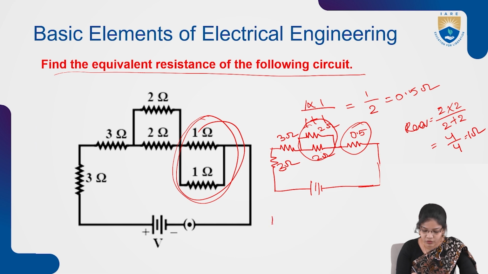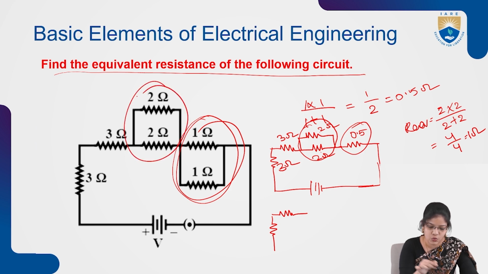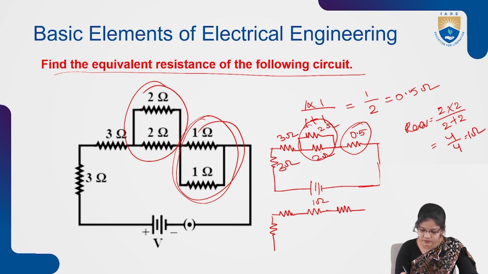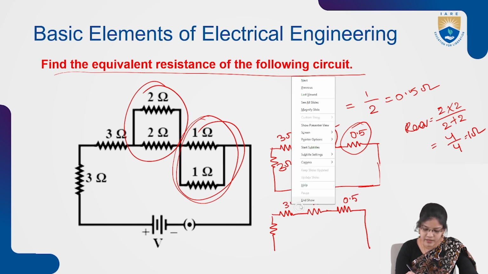Again, we have to redraw this circuit. So again, these 3 ohms resistances are the same. After reducing these two resistances, we are getting it as 1 ohm and 0.5 ohms. And this will be as it is.